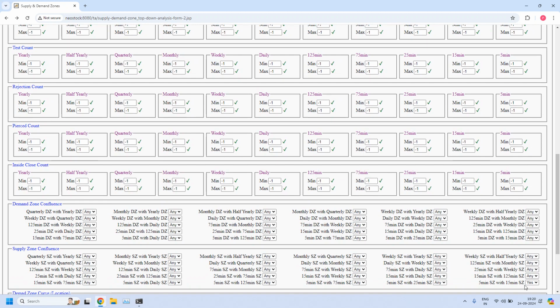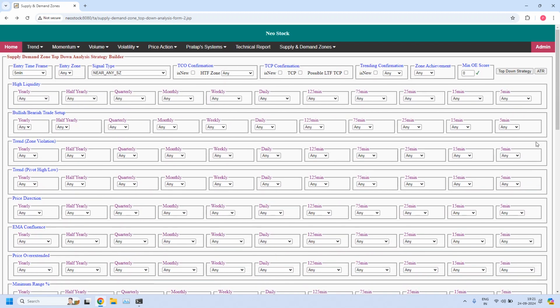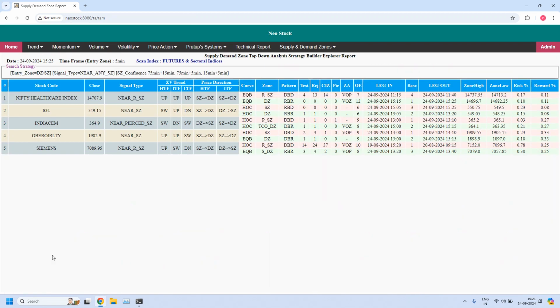Already the 5 minutes with 15 minute supply zone confluence is enabled. Next, 5 minute supply zone with 75 minute supply zone confluence. 15 minute supply zone with 75 minute supply zone. All the 3 filters are enabled. 5 stocks. That means the 5 minute supply zone is part of the 15 minute supply zone. Both together again are part of the 75 minute supply zone. Some of these stocks have pierced zones. Yes, the India Cement supply zone is pierced, so there is no use with that supply zone. Always ignore pierced zones.